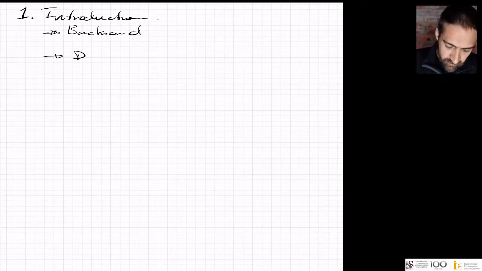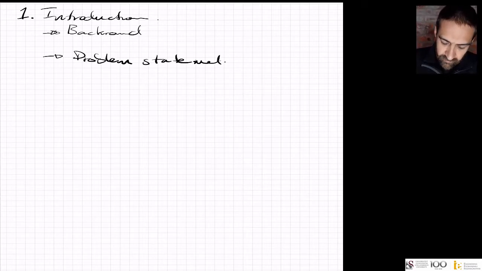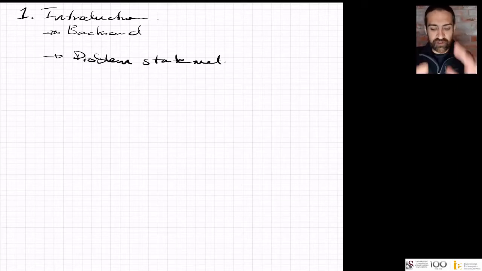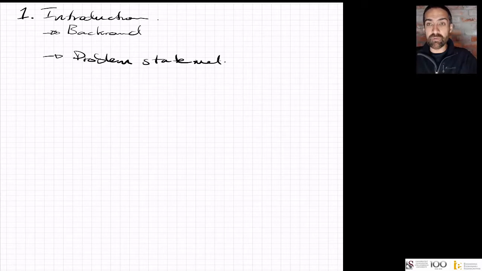So the second thing you want to highlight is the problem statement. So now you've given the background, you've given the broad context, you want to zoom in and say, okay, in this bigger picture, this is the problem that is left unresolved. This is something that we want to address to help within that bigger picture.